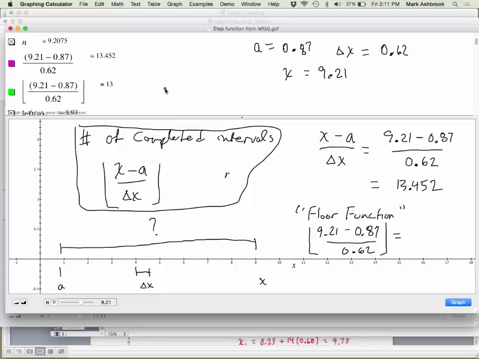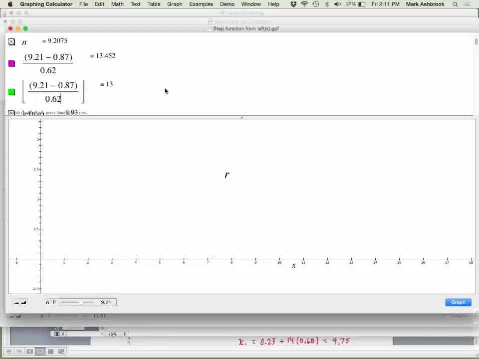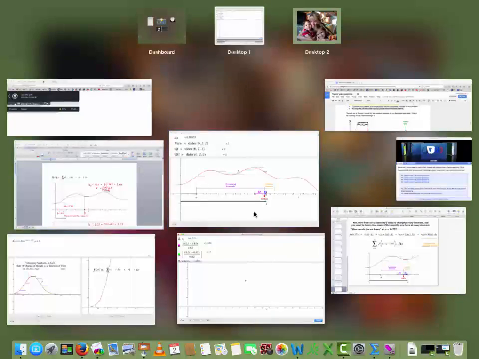We got the whole span from a to x, and we want to know how many delta x's fit into that. That's division. But that will also give us the current interval, the percent of the current interval that we're into. We don't want that because we just want a whole number of intervals. So we apply the floor to that. So there's our formula for the number of completed intervals: the floor of (x minus a) over delta x. Okay, so let's go back to my PowerPoint here.